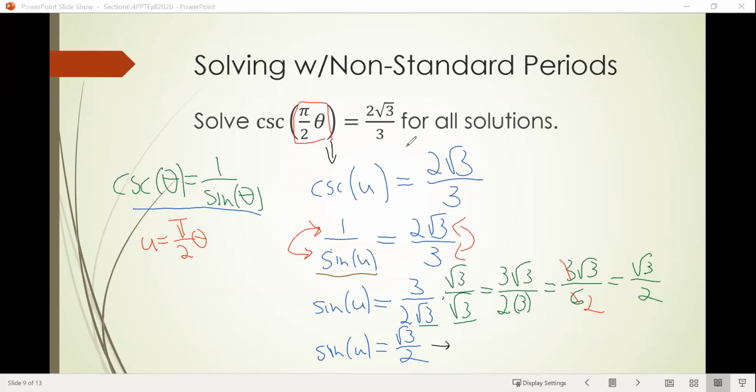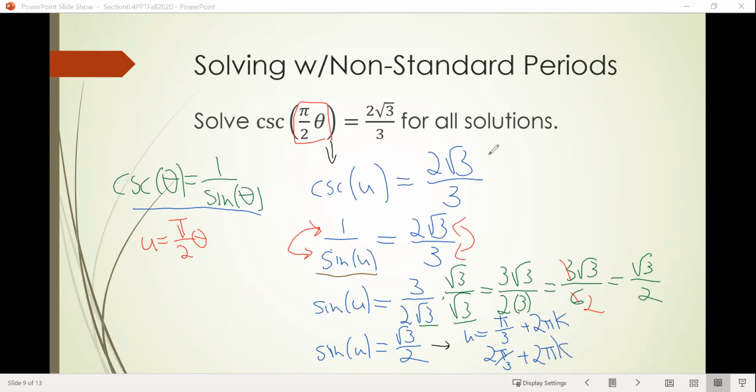So if we think of our unit circle, what that will tell us is that u can be... root 3 over 2, so it'd be pi over 3 plus 2 pi k. And then sine is also positive in the second quadrant, so we'd also have 2 pi over 3 plus 2 pi k as our values for u. Okay.